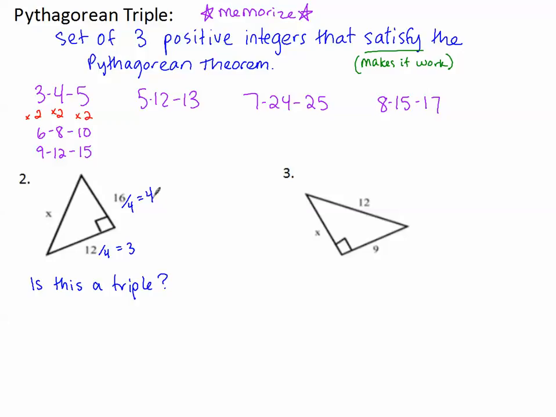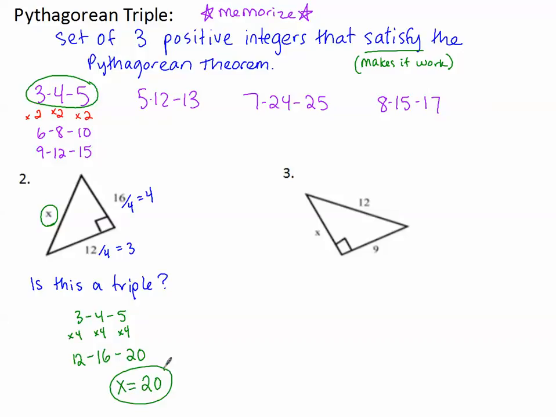And what do I see? 3, 4. What should the third number be? Well, the 3, 4, 5 triple, one of the most popular, 3, 4, 5. So if 12 is 3 times 4 and 16 is 4 times 4, the hypotenuse needs to be 5 times 4. 3 times 4 is 12, 4 times 4 is 16, 5 times 4 is 20. So without having to use the Pythagorean theorem, I know that x has to equal 20. Is this a triple? Yes, and I was able to use my 3, 4, 5 triple.